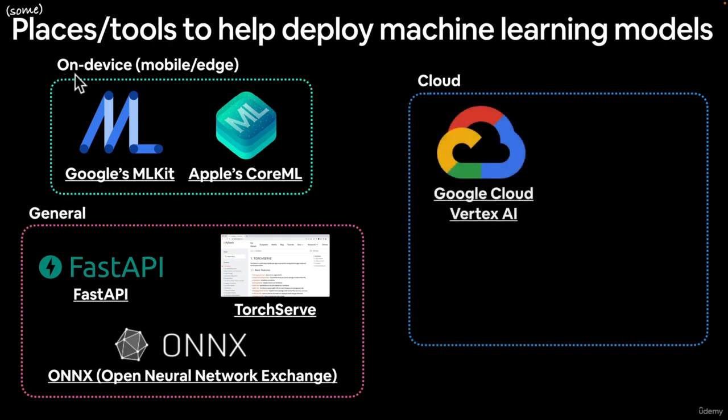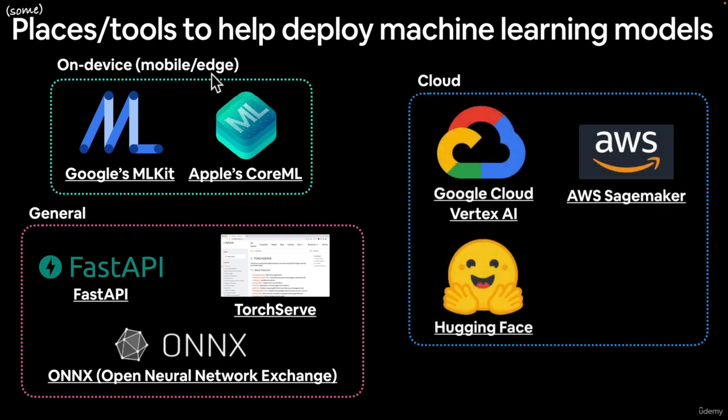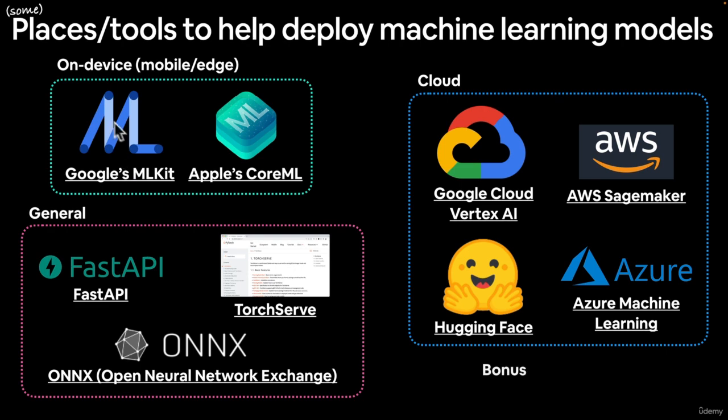But if you want to deploy a model on device, mobile or edge, you'll probably want to look into something like Google's ML Kit or Apple's Core ML for Apple devices. And then for the cloud, you have resources such as Google Cloud's Vertex AI, Amazon Web Services SageMaker, Hugging Face, Azure Machine Learning. Gradio is a great bonus that pairs well with Hugging Face. In fact, a little spoiler, that's what we're going to be using throughout the rest of this section.